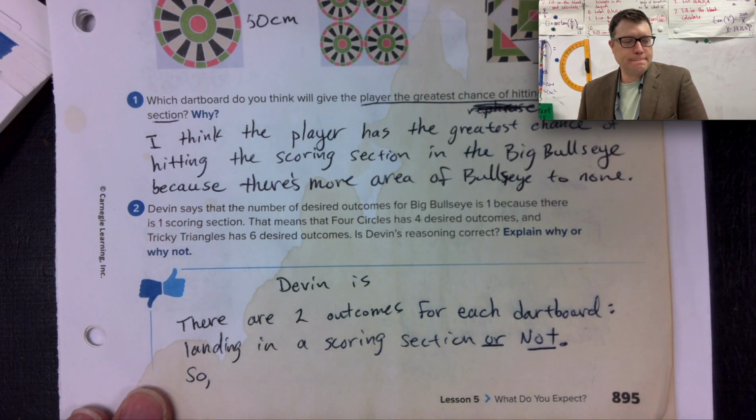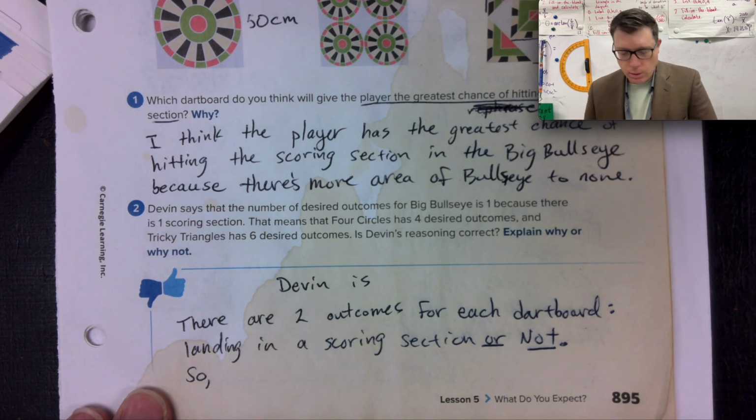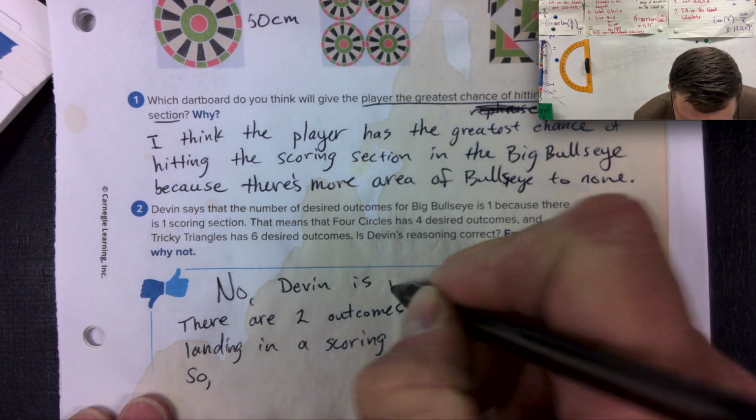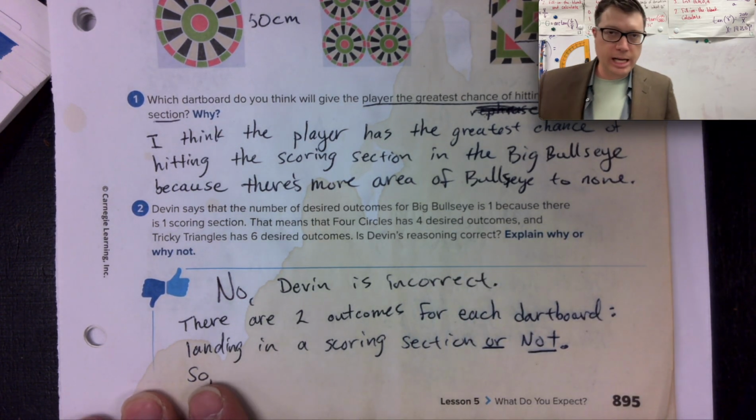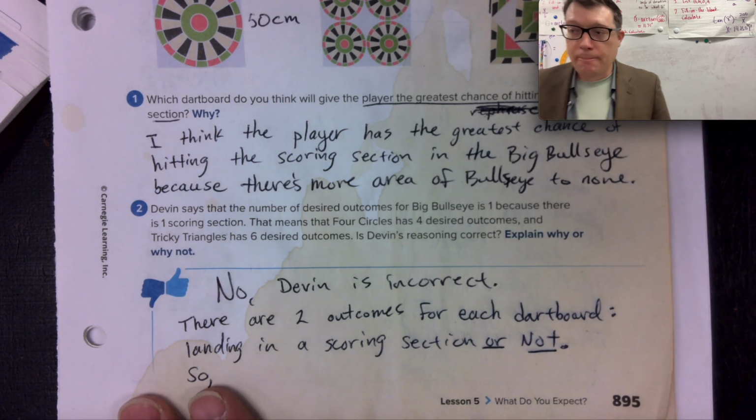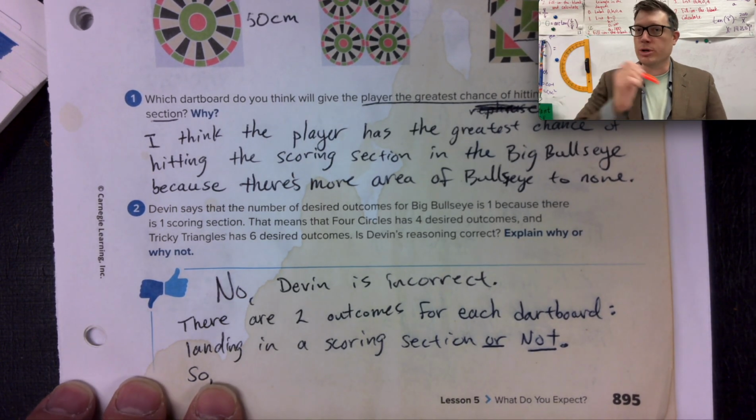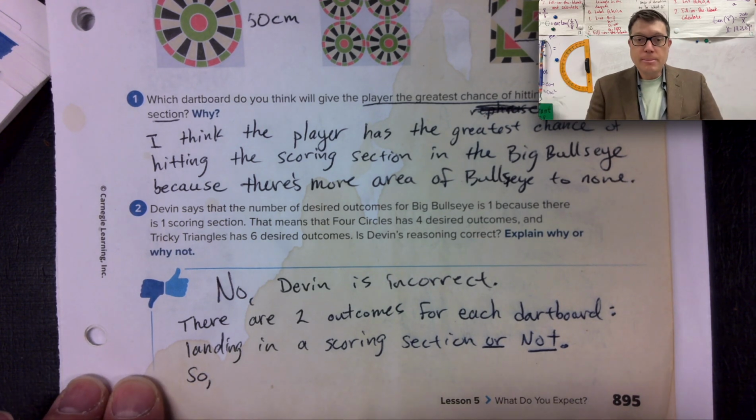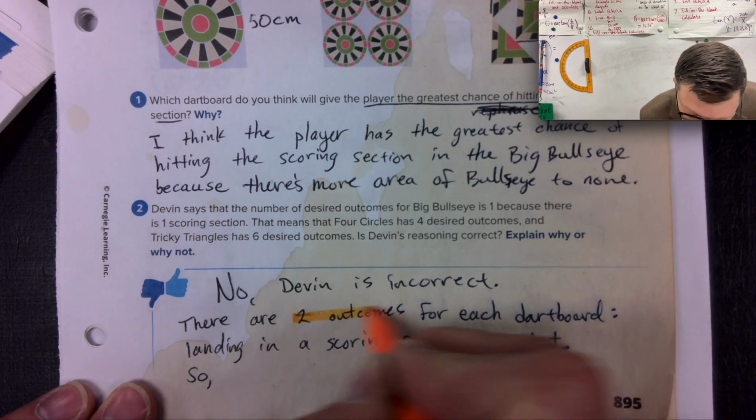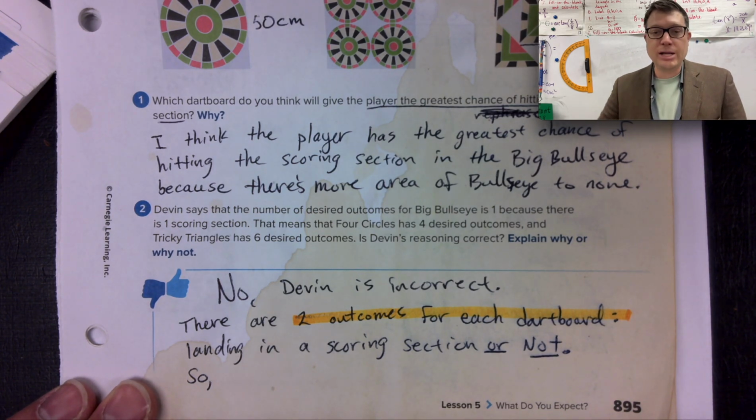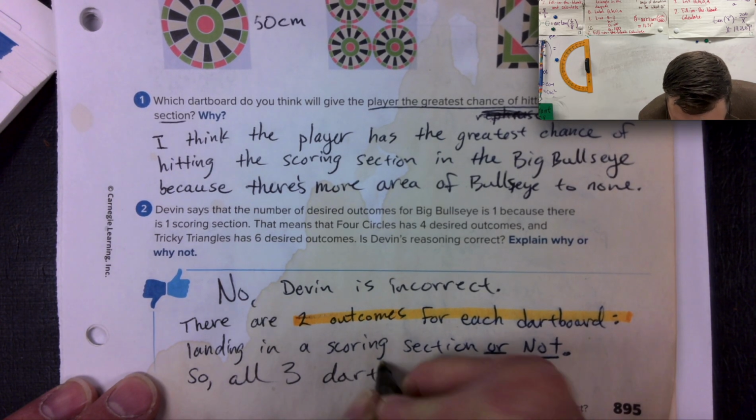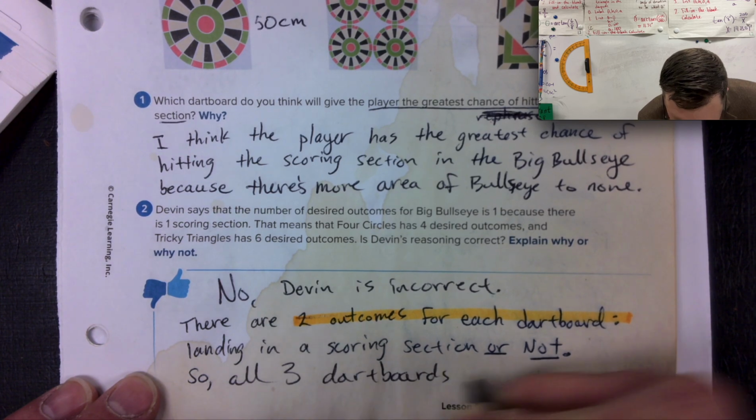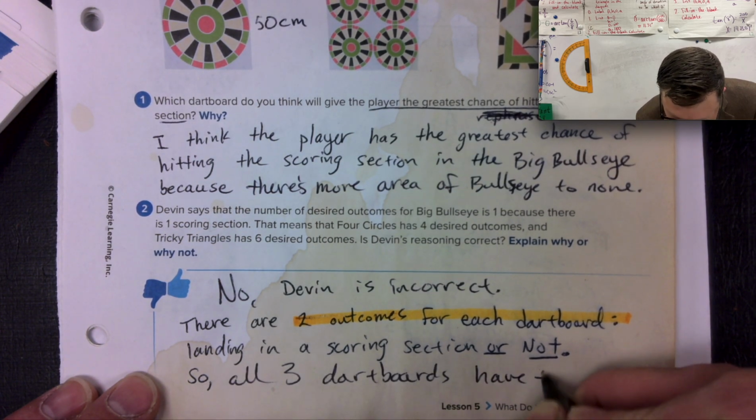Is Devin right? No. Go back and look at what an outcome is. Devin is incorrect. Outcomes are not based upon how many of that thing there are. They're based upon whether or not something happens or doesn't, or a third option. In this case, there's only 2 outcomes for each dartboard, landing in the scoring section or not. So therefore, all 3 dartboards have the same number of outcomes.